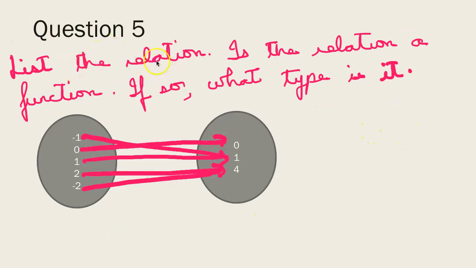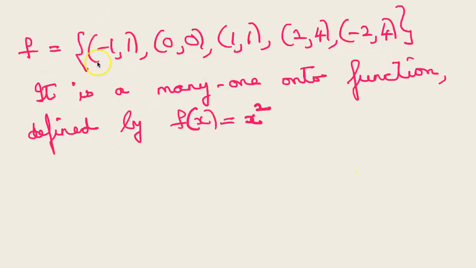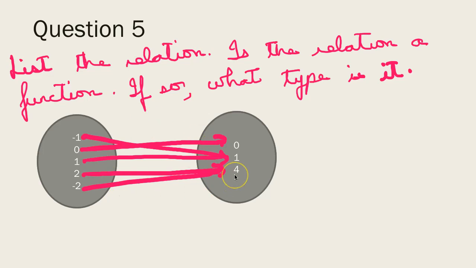Coming to problems, list the relation. Is the relation a function? If so, what type is it? So here -1 is mapped to 1, 0 is mapped to 0, 1 is mapped to 1, 2 and -2 are mapped to 4. So I write it as (-1,1), (0,0), (1,1), (2,4), (-2,4). It is a many-to-one function because -1 and 1 are mapped to the same element, 2 and -2 are mapped to the same element, and it is onto. Why is it onto? Because every element in the codomain has a preimage.